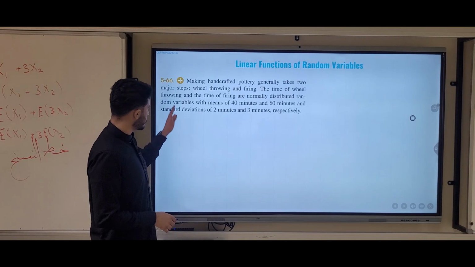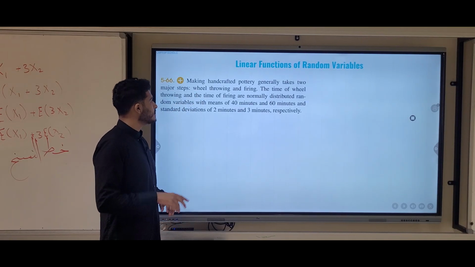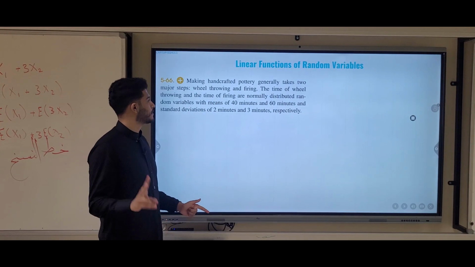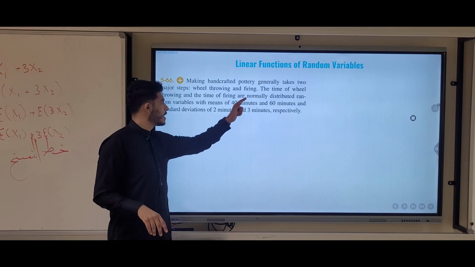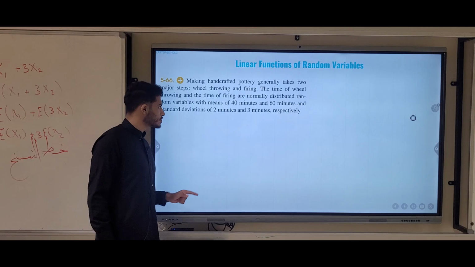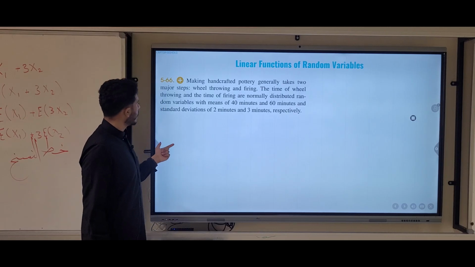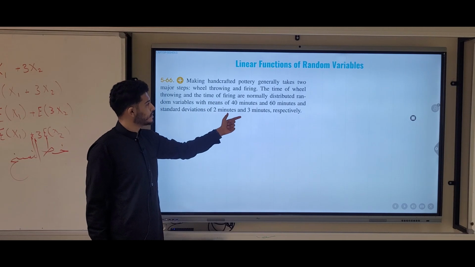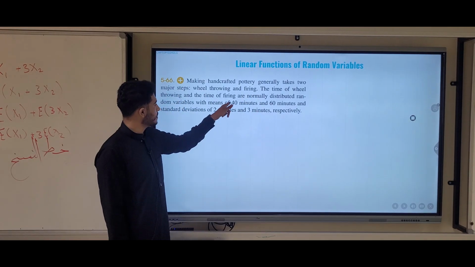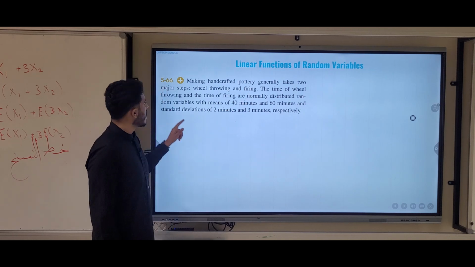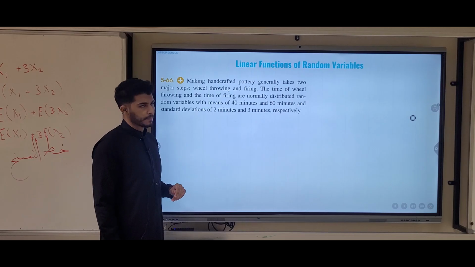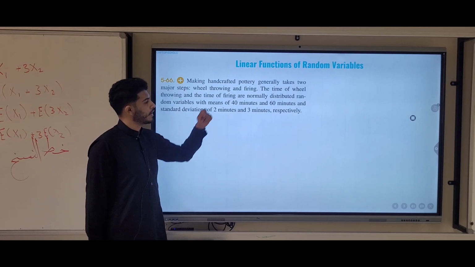The next question says, making handcrafted pottery generally takes 2 major steps: wheel throwing and firing. These are the 2 steps that it takes to make handcrafted pottery. The time of wheel throwing and the time for firing are normally distributed random variables with means of 40 minutes for the wheel throwing and 60 minutes for the firing, and standard deviations for these respective steps, this one for the wheel throwing and this one for the firing.